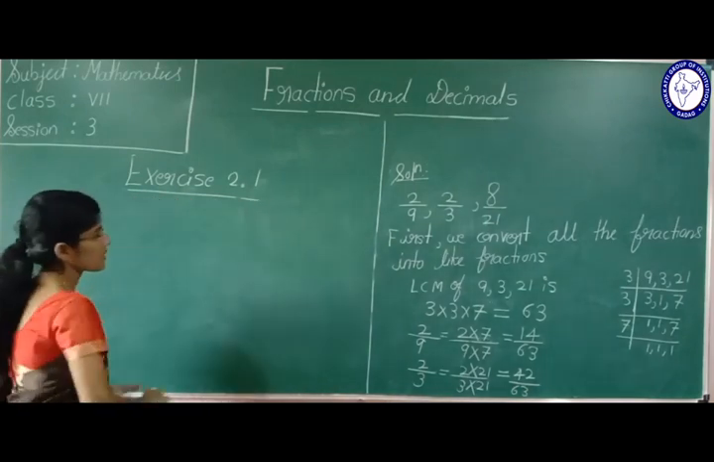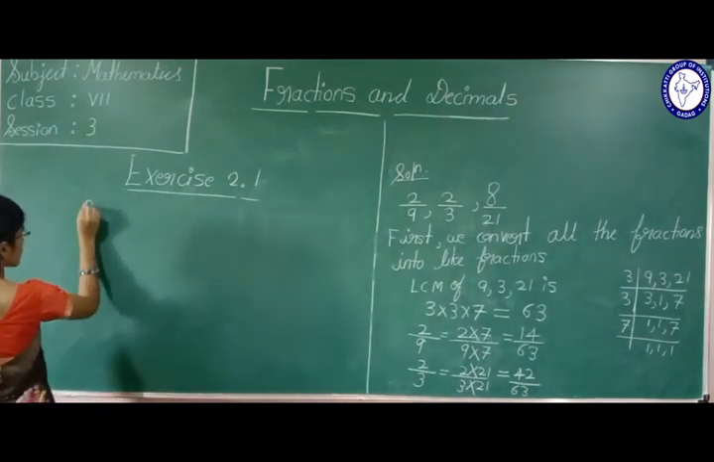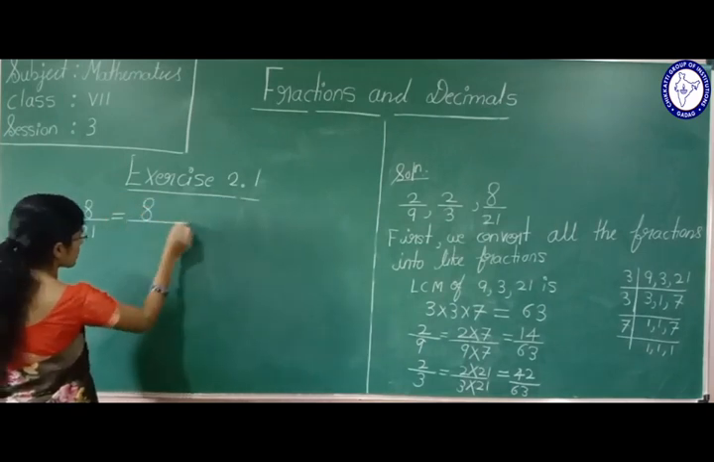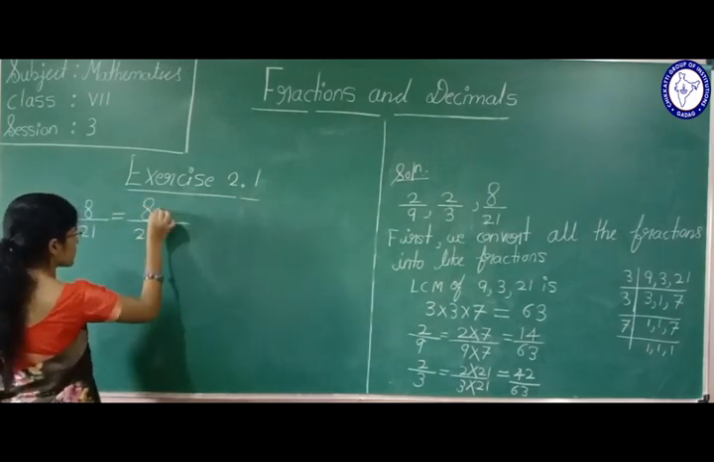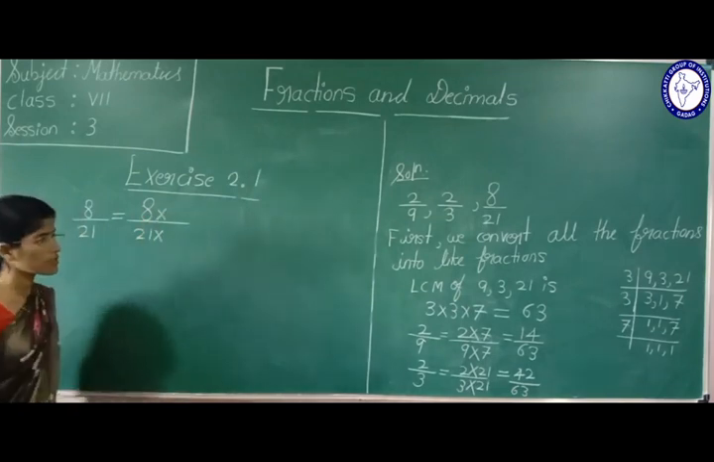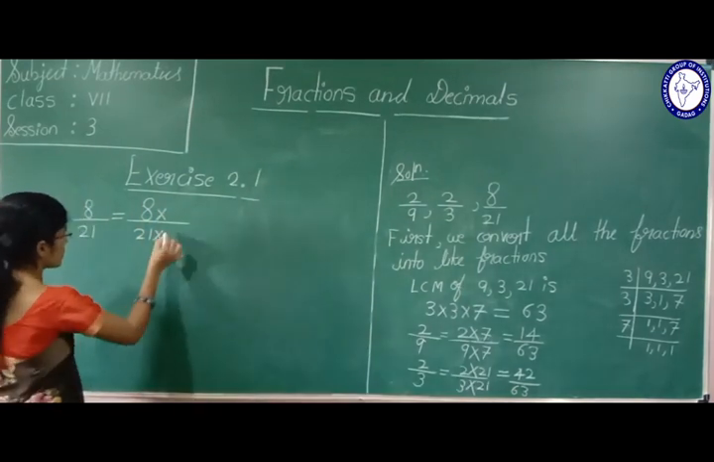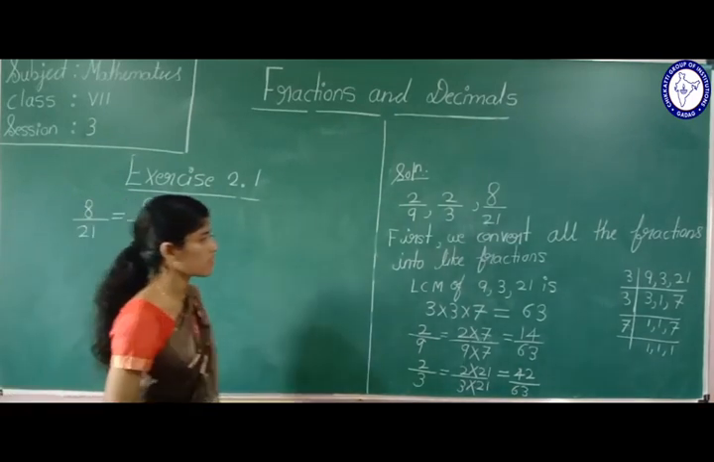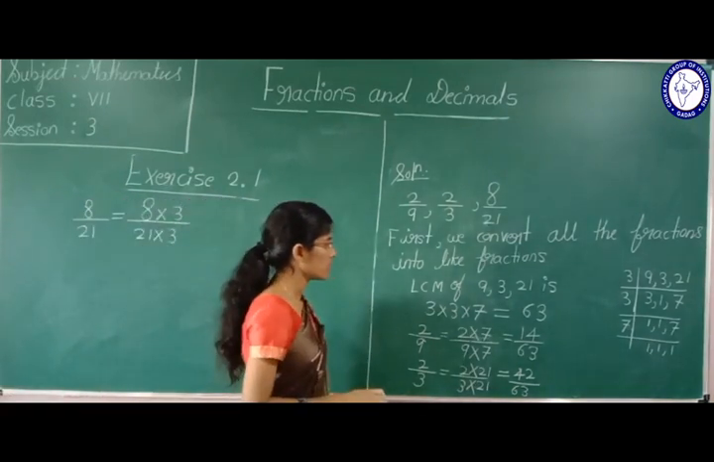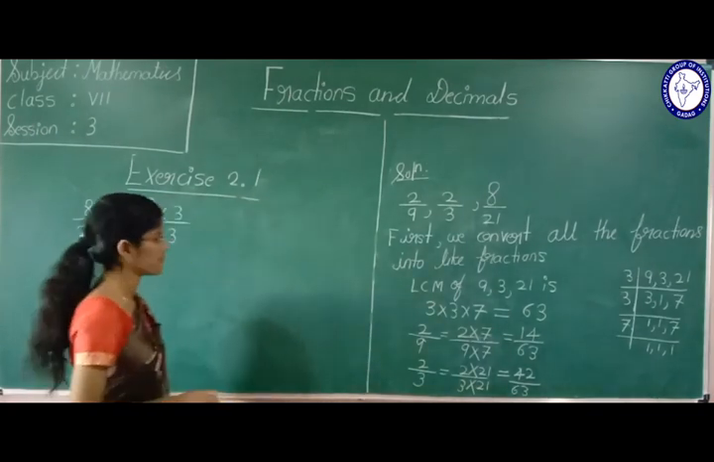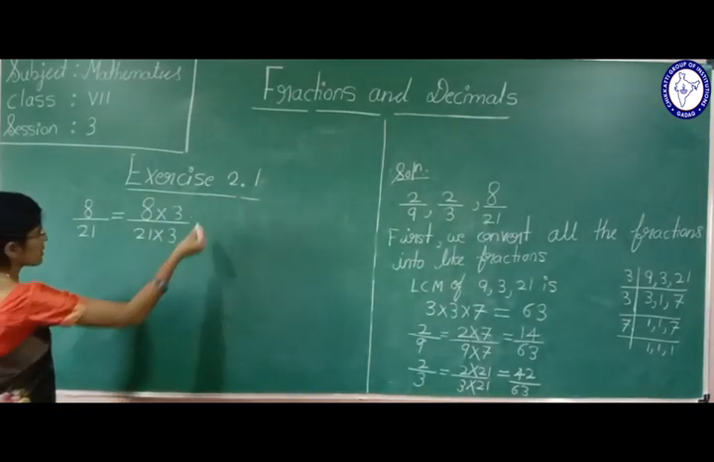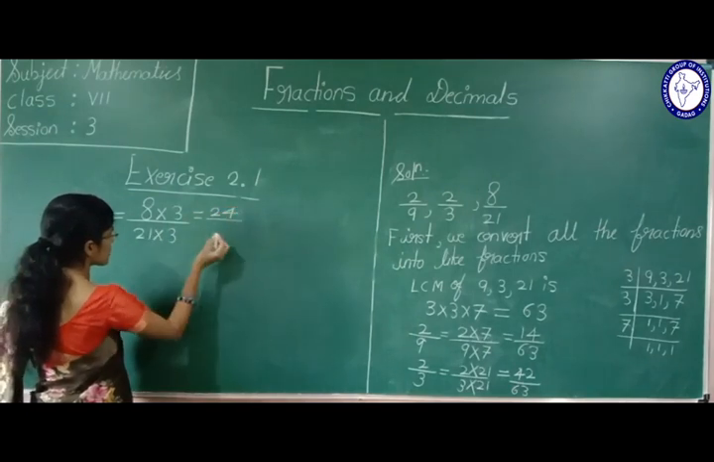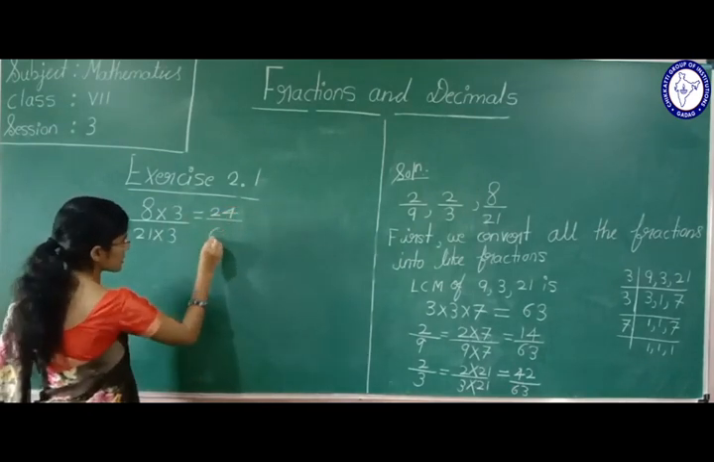Next is 8 by 21. What do we have to multiply here? 3, no? 21 3s is what? 21 3s is 63. Okay. 8 3s are 24, 21 3s are 63.